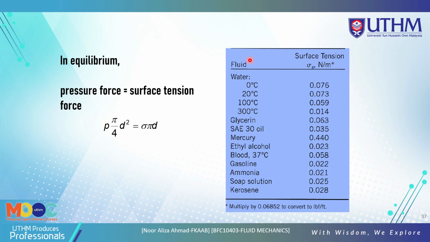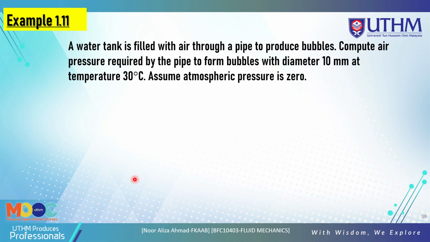With different fluids, there are also different surface tensions. This is the table. We get the pressure P equal to 4 times the surface tension divided by the diameter d. Now we look at the example.